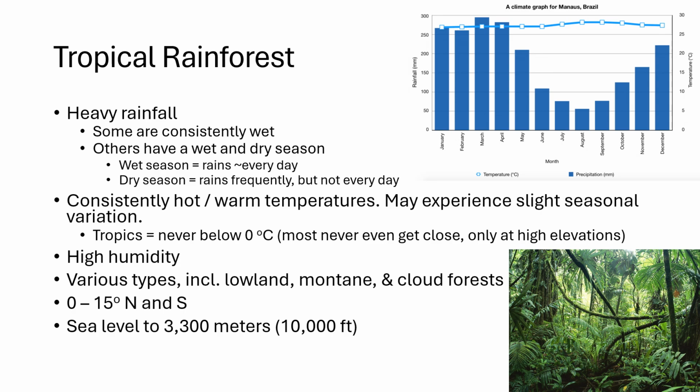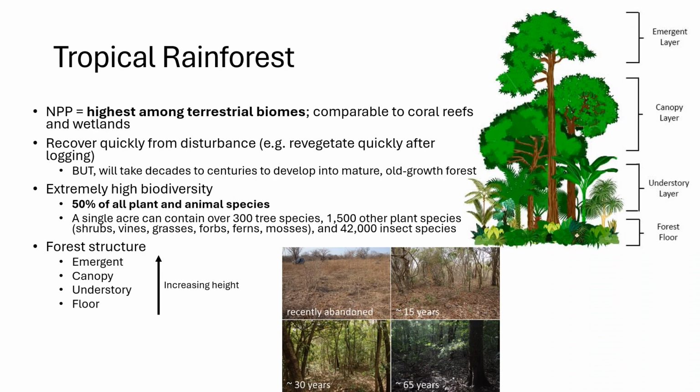In this case, we have lots and lots of rain, enough to support some of the largest trees in the world and the most densely packed forests in the world. And we have consistently high temperatures. There's also going to be high humidity because of that consistent moisture. There's going to be various types of tropical rainforests, but we're not going to go into all the details there. We tend to find them between 0 and 15 degrees north and south, and from sea level to about 10,000 feet or 3,300 meters.